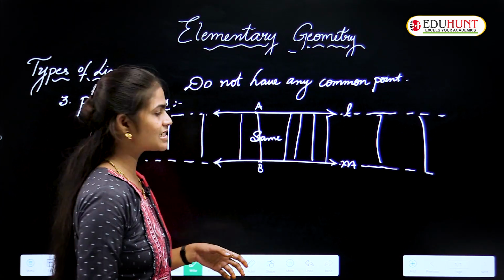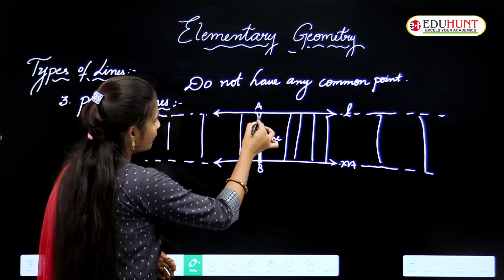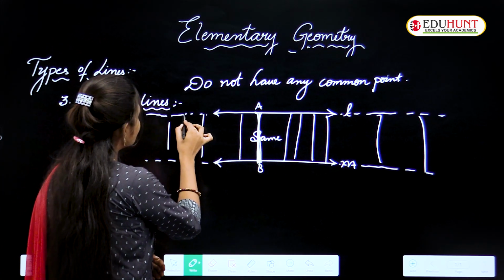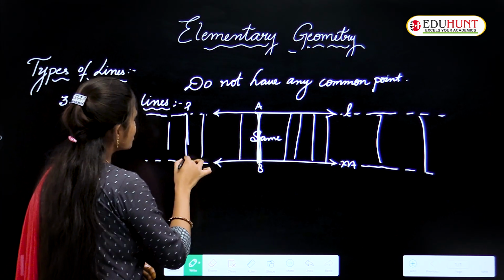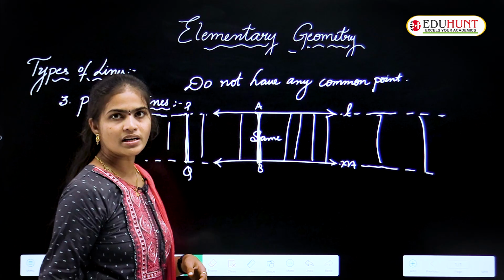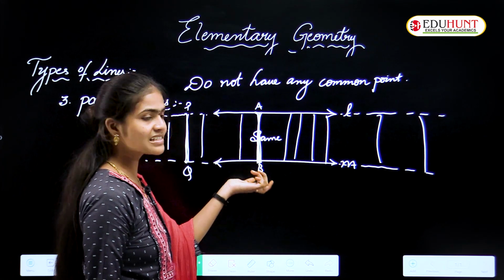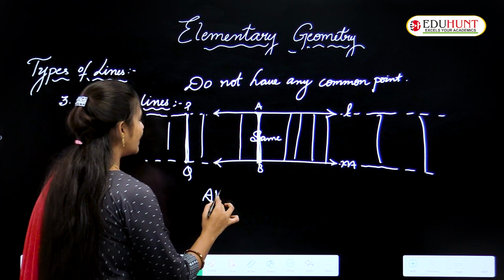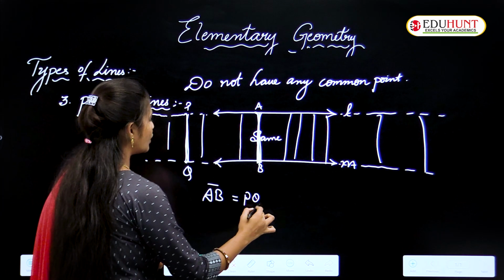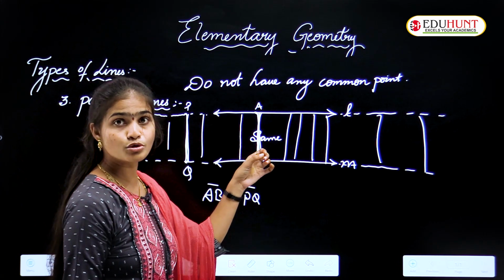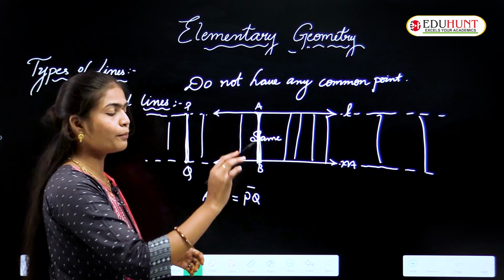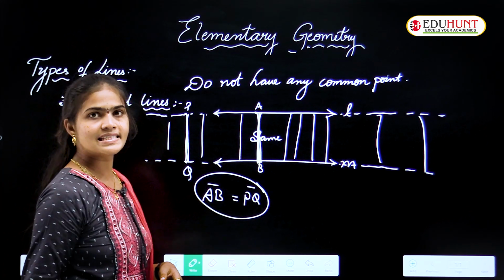Here, the distance means we can only find it in a straight form, no? Here this is P and this is Q. So the distance between these two lines, that means the distance of PQ and the distance of AB, AB distance is equal to PQ. So the distance between those two parallel lines at any point is always the same.